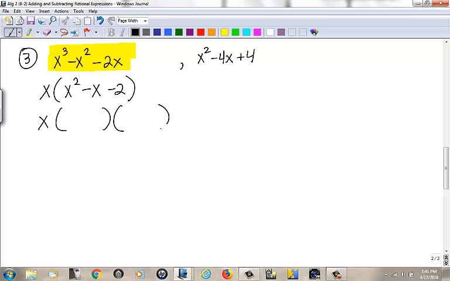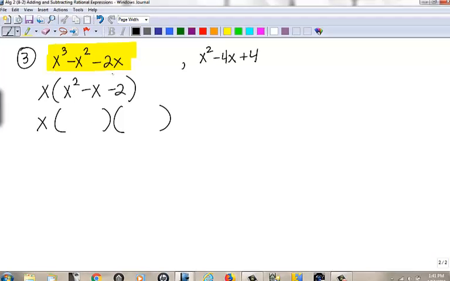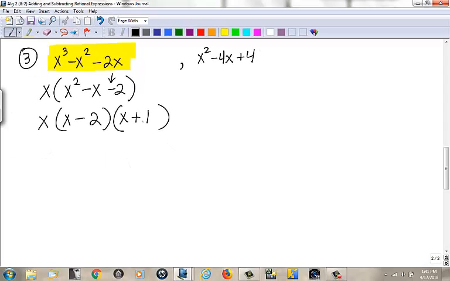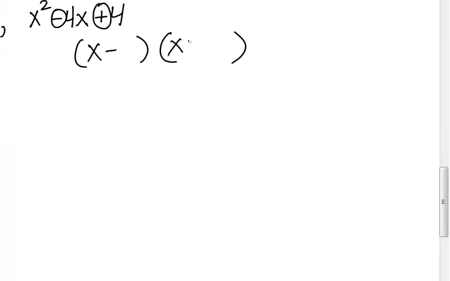Break that down. Two sets of parentheses. Look at this sign first. 2 and 1. Signs? Different. The larger is going to be negative. So minus and plus. Do you agree with that? Now you factor this one. Nothing in common. Two sets of parentheses. X and X. What about the signs? This tells you they're alike. This tells you they're both negative. 2 and 2.